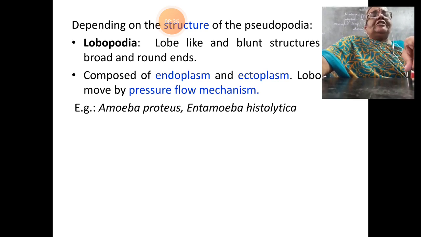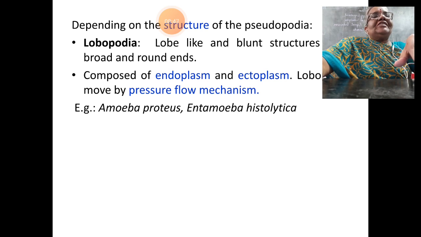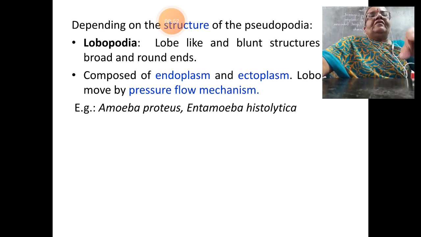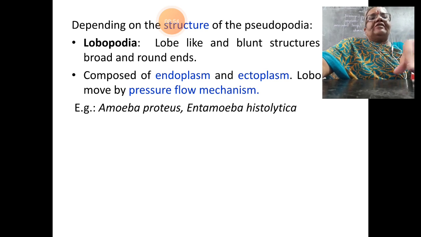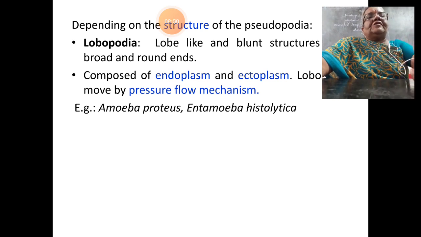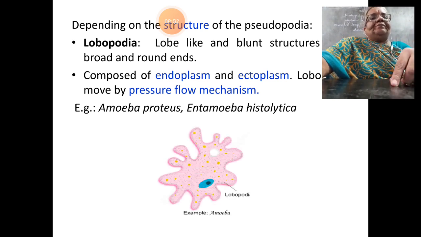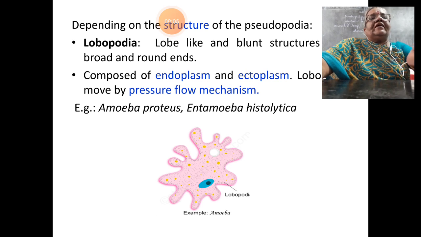Lobopodia actually move by pressure flow mechanism. There is another topic in the same chapter, modes of locomotion, where I will tell you about this in detail. Right now you can just know that they move by pressure flow mechanism, and the lobopodia are found in protozoans like Amoeba proteus, Entamoeba histolytica, etc.